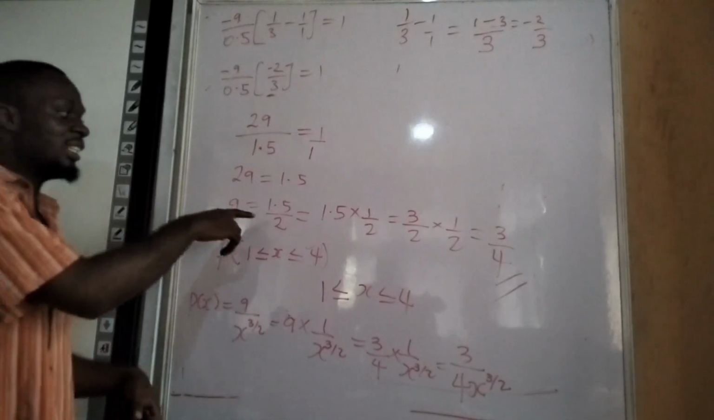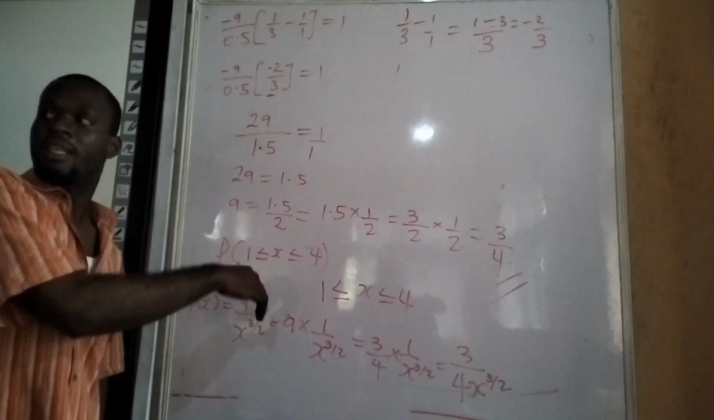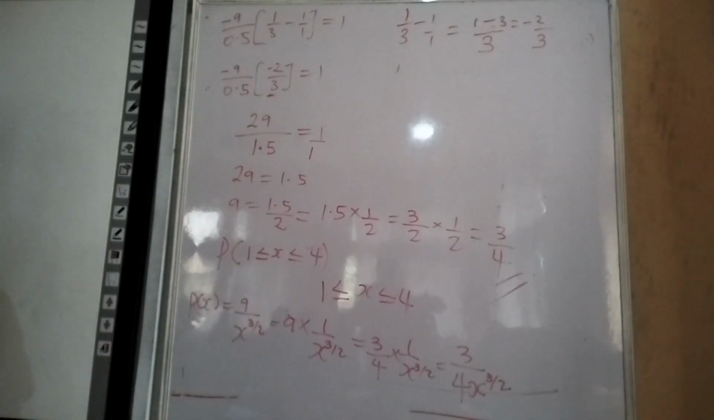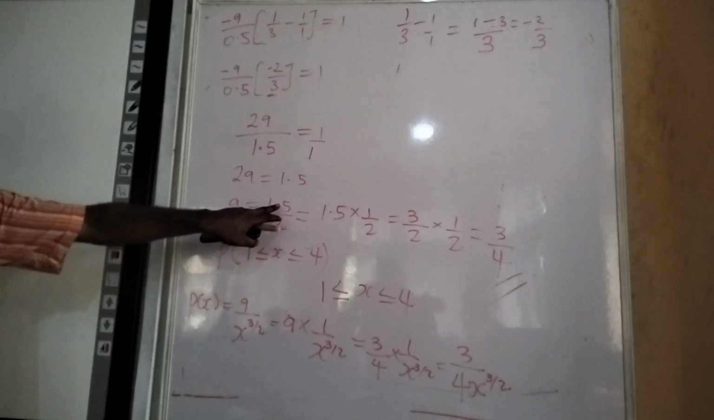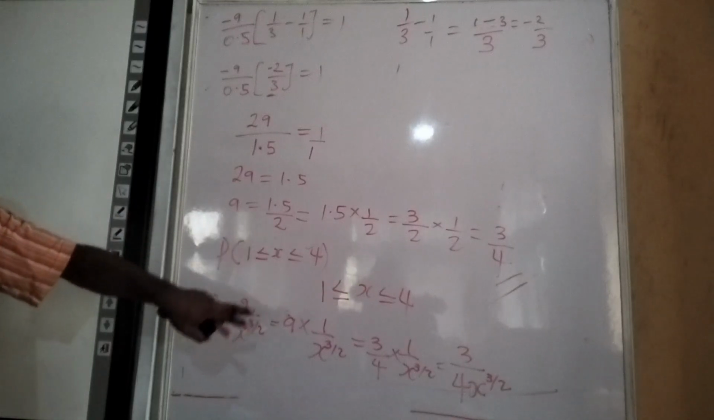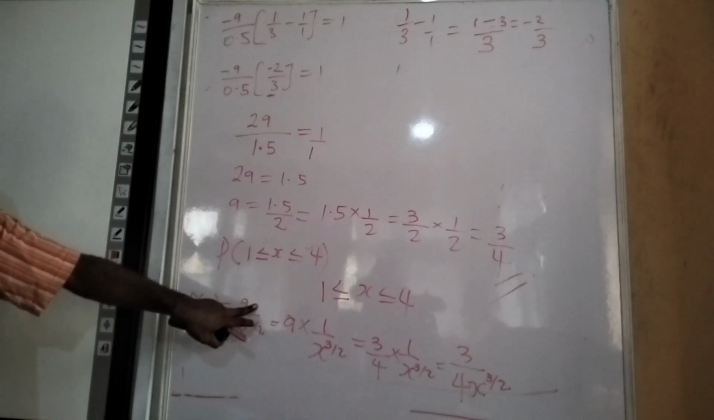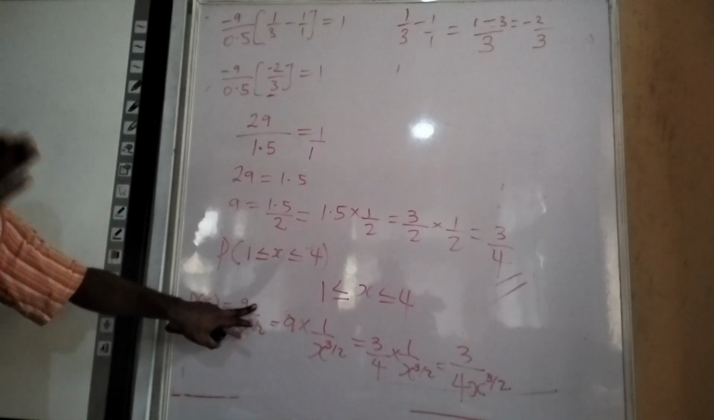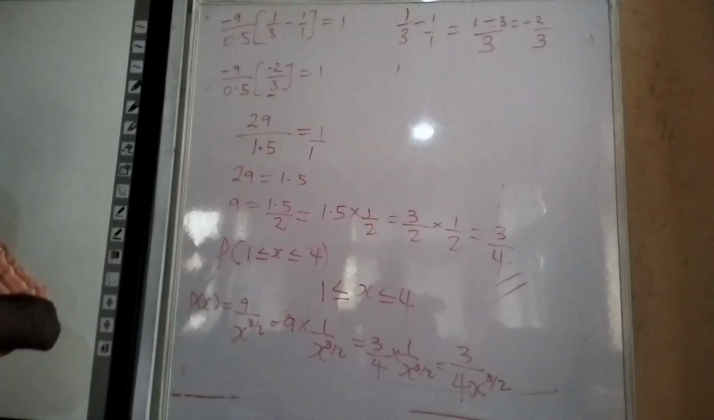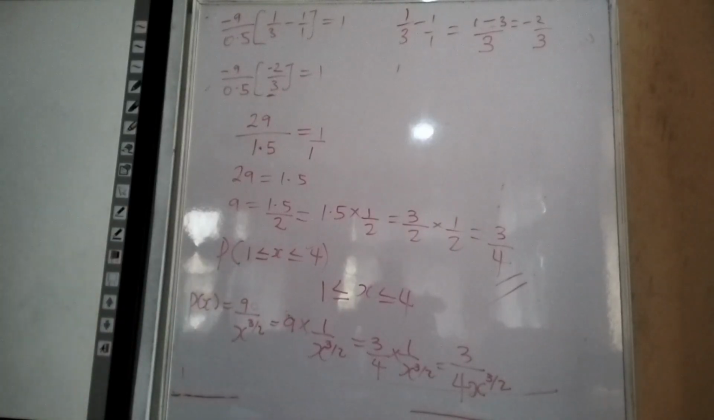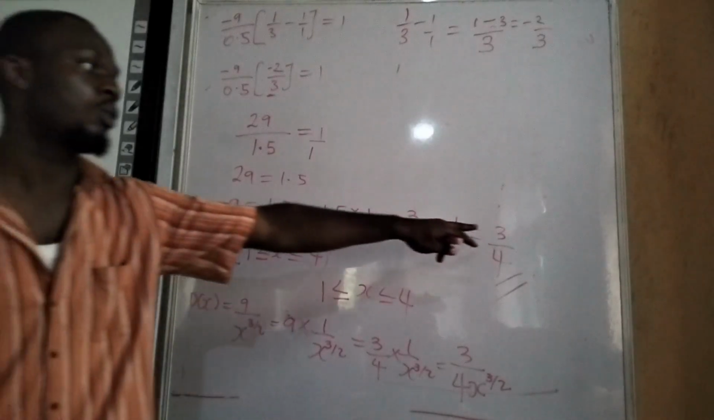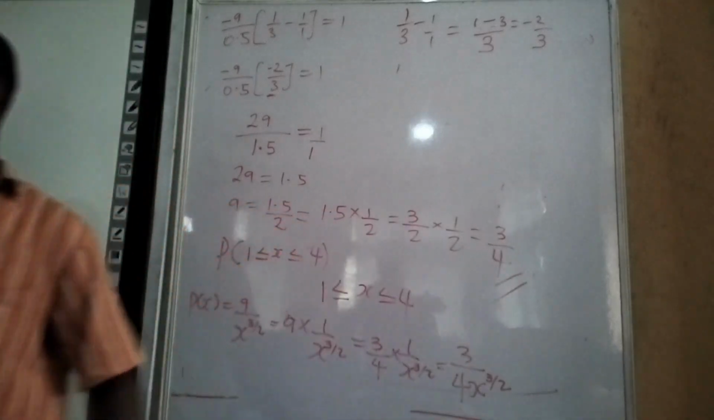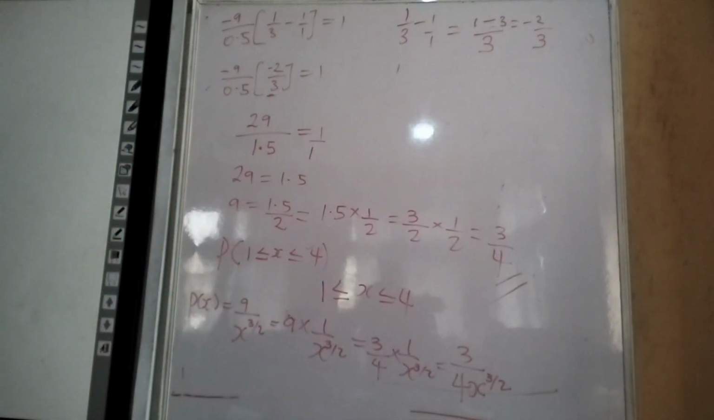But this thing, you can leave it like this. If you integrate it, leave it outside, it will not affect your answer. You understand? When you start integrating, you bring the constant outside. It will not affect your answer. It's not a must that you make it 3 over 4. It's mathematics, so you look at the steps you are doing.